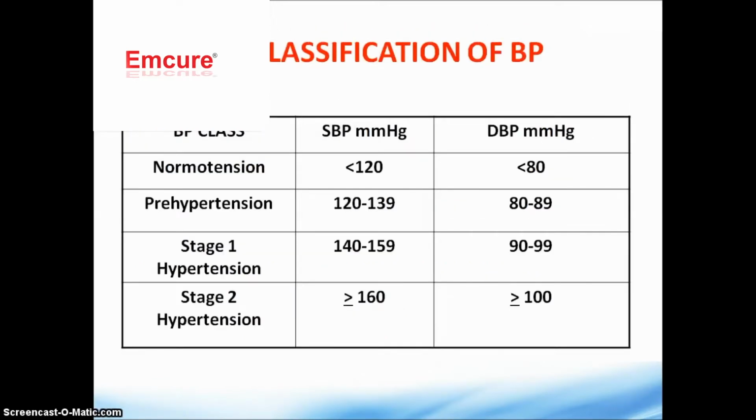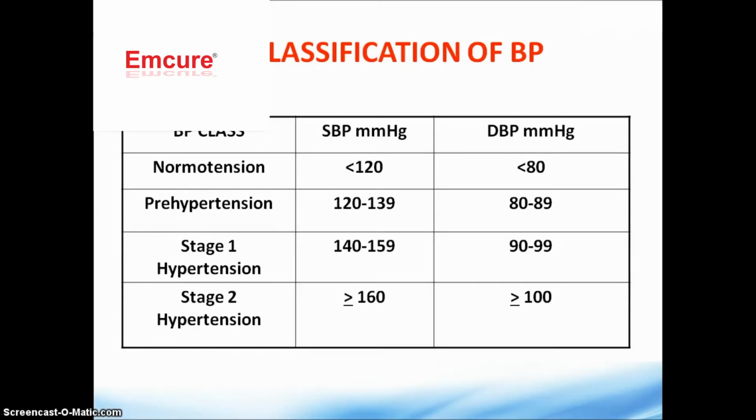Now we go on to the JNC7 classifications of blood pressure. Patients can be classified into normotensive, pre-hypertension stage, stage 1 hypertension, and stage 2 hypertension. There are readings for the systolic blood pressure. A patient is considered normotensive when the systolic blood pressure is less than 120 millimeters of mercury, and the diastolic blood pressure is equal to or less than 80 millimeters of mercury.